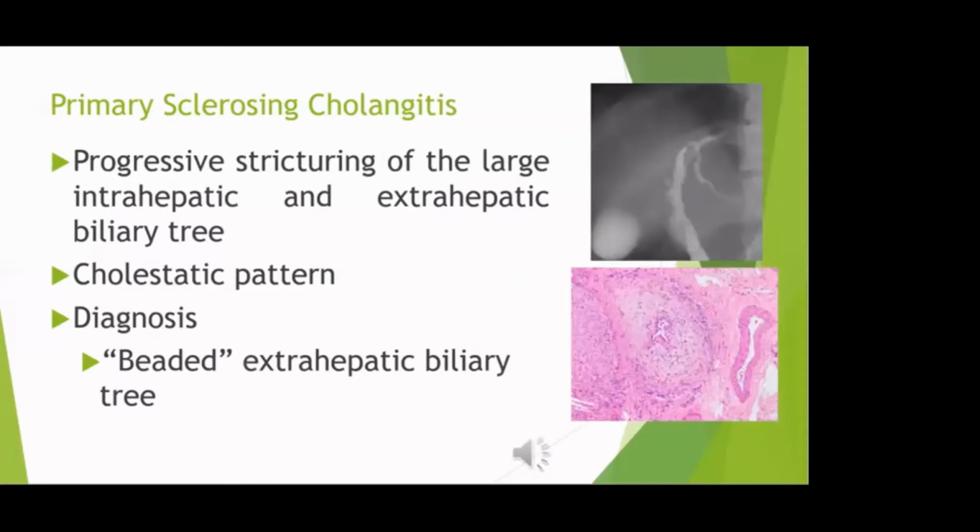Okay. PSC, or primary sclerosing cholangitis, is a progressive stricturing of the large intrahepatic and extrahepatic biliary tree. It has a cholestatic pattern, and what clinches the diagnosis is the abnormal MRCP or ERCP. So that is the gold standard.